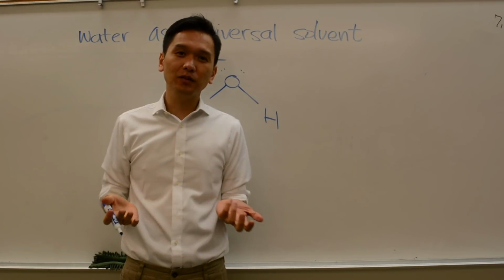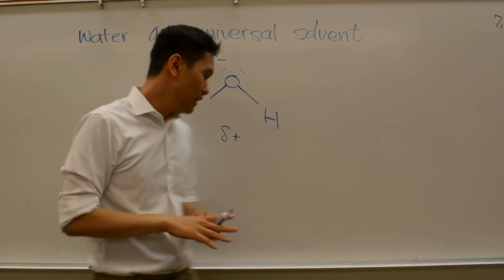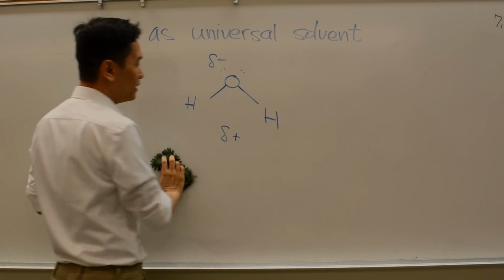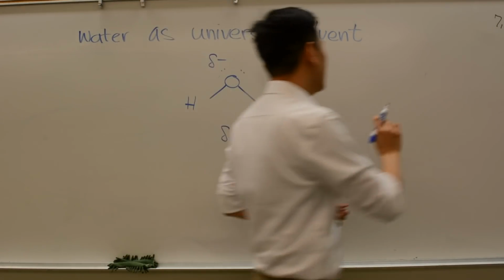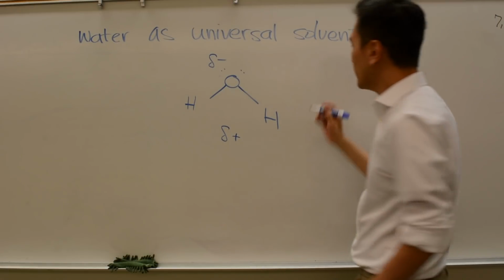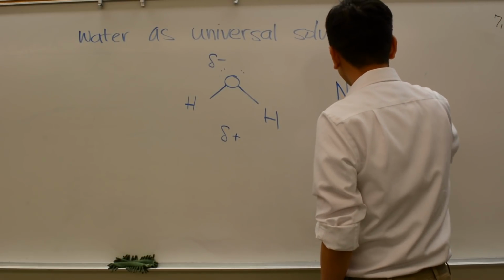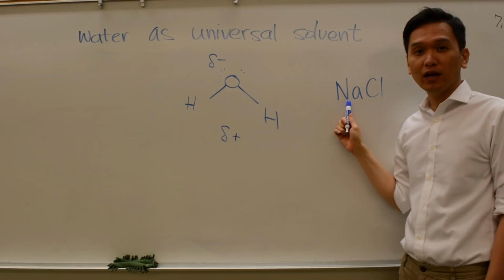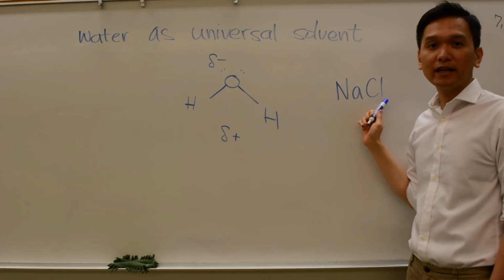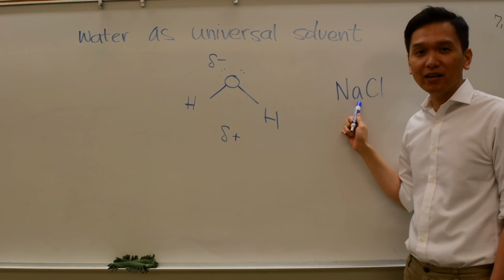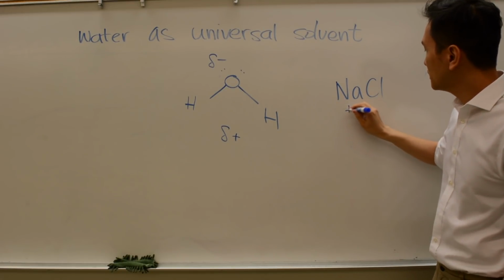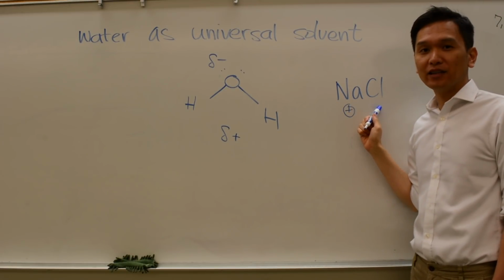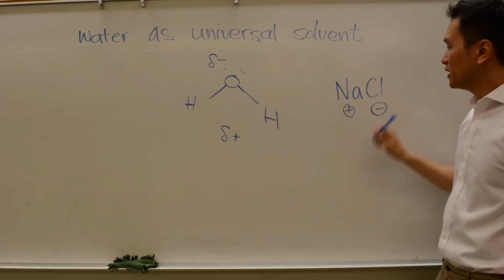So how does this help it interact with things? Okay. So now let's think of one example. The most obvious one is sodium chloride. Right. So if you have sodium chloride, sodium is what charge? Positive 1. Chloride is negative 1. So this is a cation, so it's positively charged. This is an anion, so it's negatively charged.